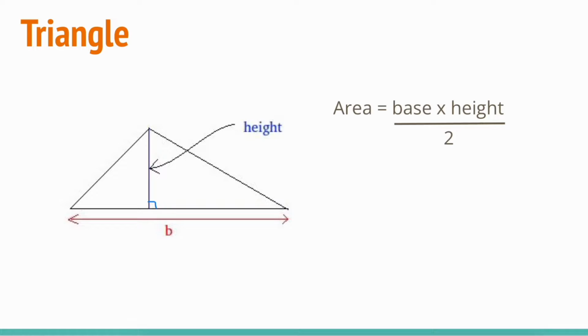So for example, if I had a triangle that was a base of 4 and a height of 3, then the area would be 4 times 3, and then I divide that by 2. So 4 times 3 is equal to 12 divided by 2, so the area of this would be 6 units squared.